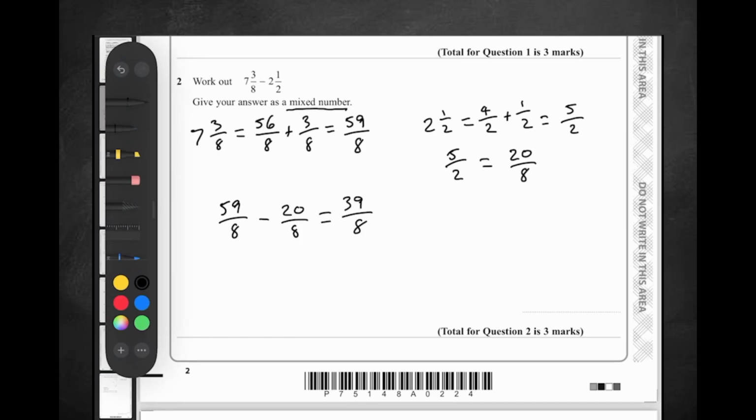But the question wants us to present this as a mixed number, which is going to be 4 and 7/8, as 8 times 4 is 32. So 4 and 7/8.